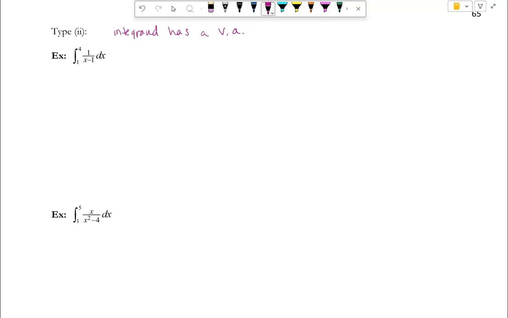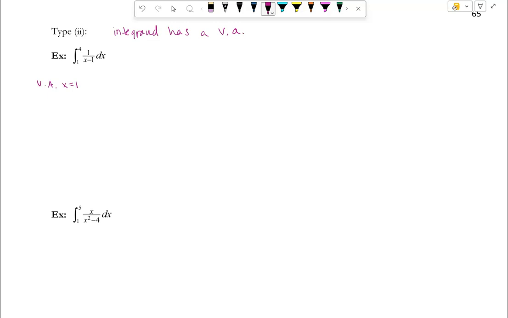And so this very first example, I know that the graph of 1 over x minus 1 has a vertical asymptote when x equals 1. That would make our denominator 0. And since 1 is the limit of our integral here, that's actually going to make this a little bit easier than when our vertical asymptote is between our two limits.